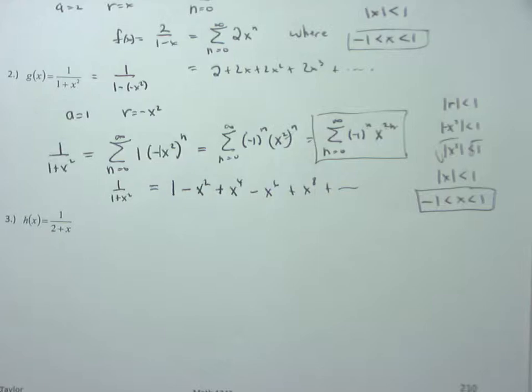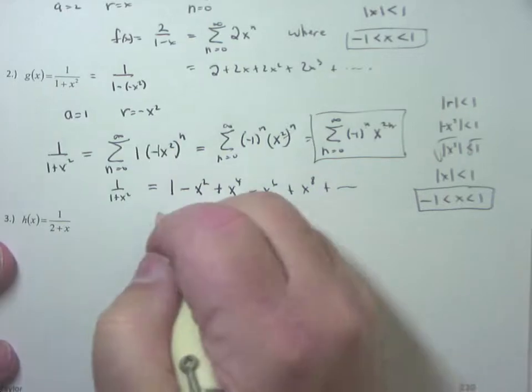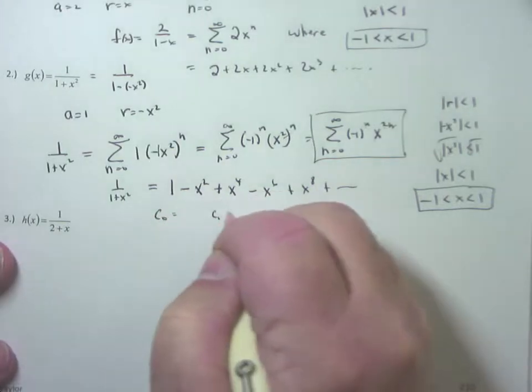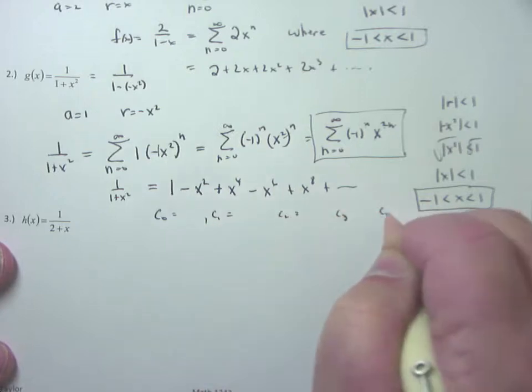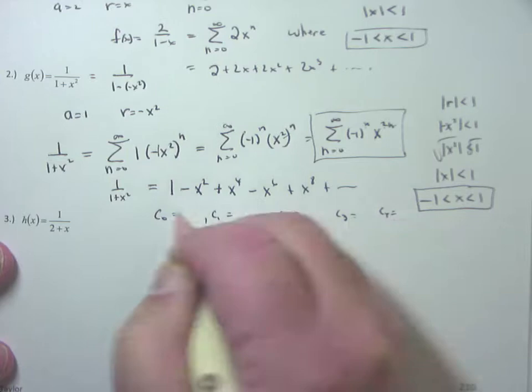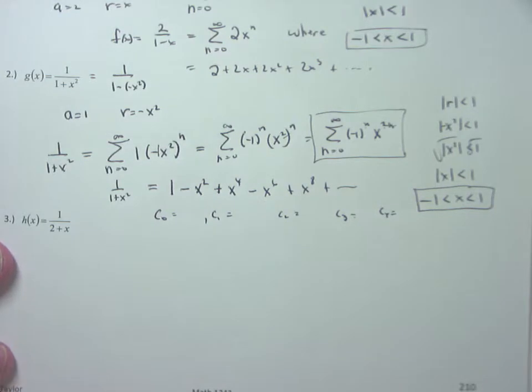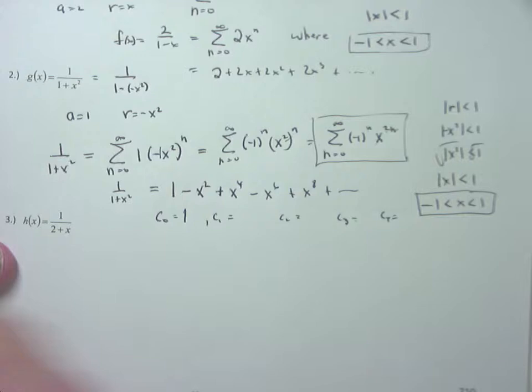I got a question for you. This is for WebWork purposes. What's C0? What's C1? What's C2? What's C3? And what's C4 equal to? What's C0? You nailed it. What is it? 1. C0 is 1.